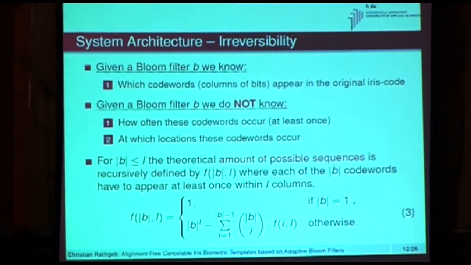the Bloom filters. Then the amount of possible sequences is defined by function f, which is applied exactly to these values. Then we calculate the total amount of sequences, which is the norm of B to the power of L, and we subtract all sequences where less columns occur, which is recursively defined by this sum applying the binomial coefficient.